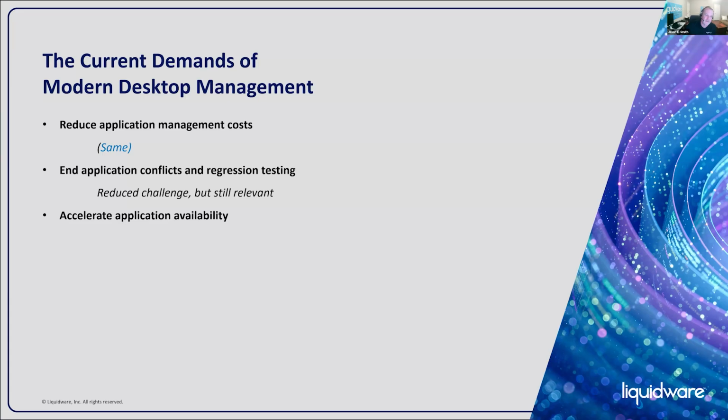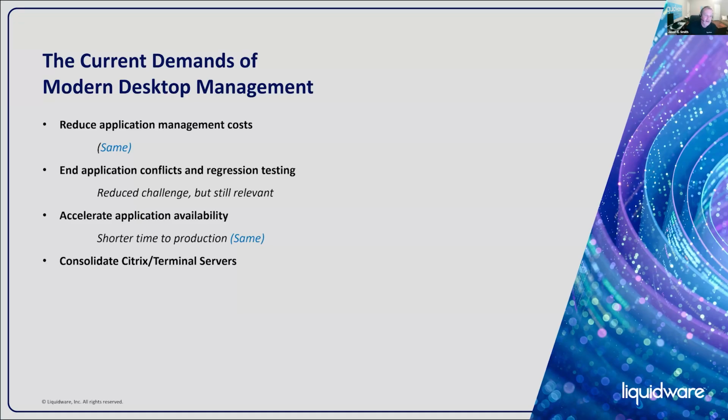Accelerate application availability. We're doing that today with the technology that we're using. Shorter time to production, same. Have applications immediately there at startup, even if they haven't been installed. Consolidate Citrix and terminal servers. We know we call them that today, but we're doing that.